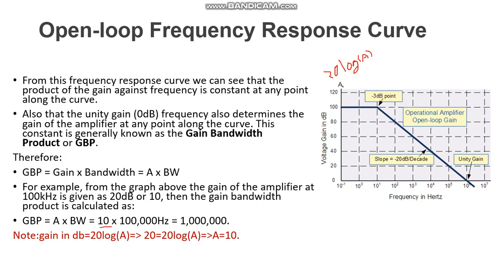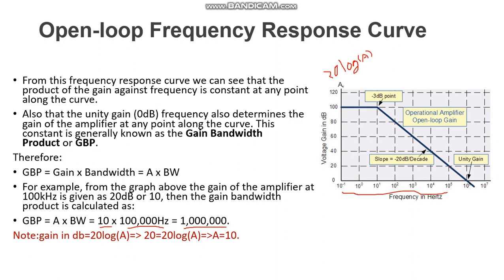Bandwidth is how much? So this entire length is said to be bandwidth. This is 0.1 to 10⁵. So at this point, this is 10⁵. Okay, so 1, 2, 3, 4, 5. So this is 10⁵. This is bandwidth into gain. This is 10⁶. This is the gain bandwidth product. So this is constant everywhere.